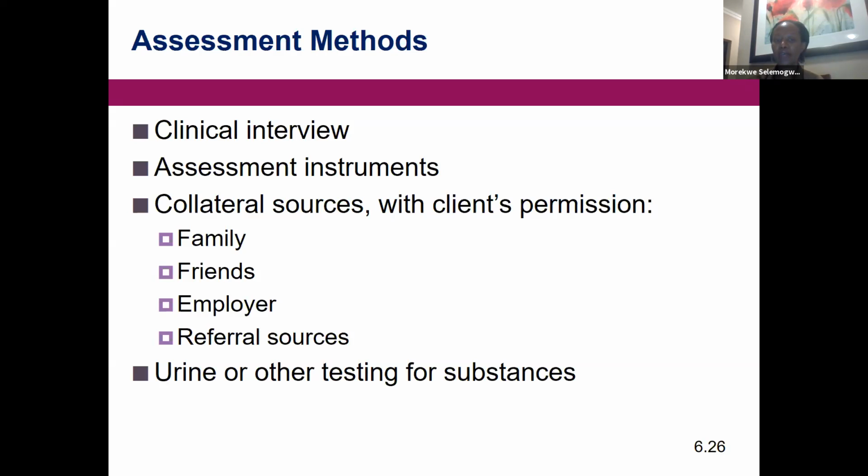We also gather information using collateral sources, and most important to note is that you have to get the client's permission when you do that. When you call family members, friends, employers and referral sources, we have to be mindful of who we call, because sometimes when we call an employer, they would say more things and all that. So we have to make sure that it's of clinical relevance when we do get this information.